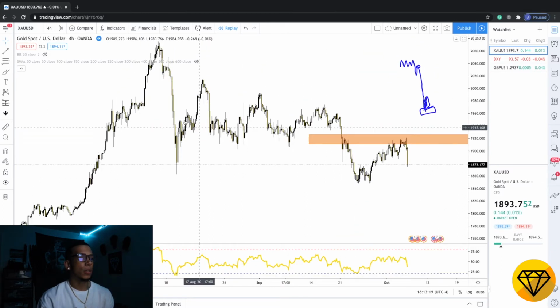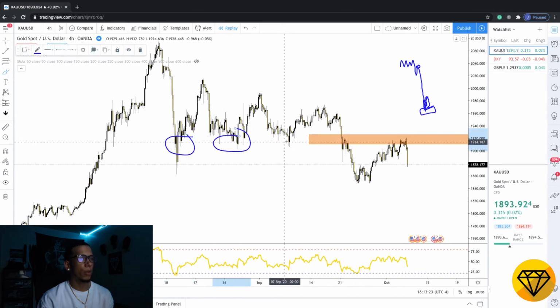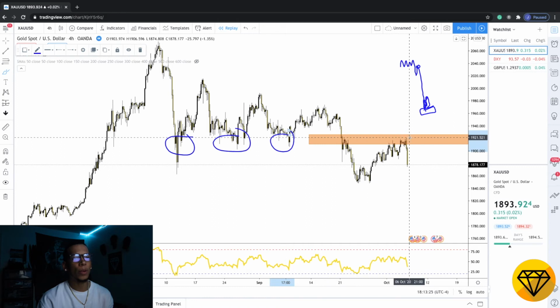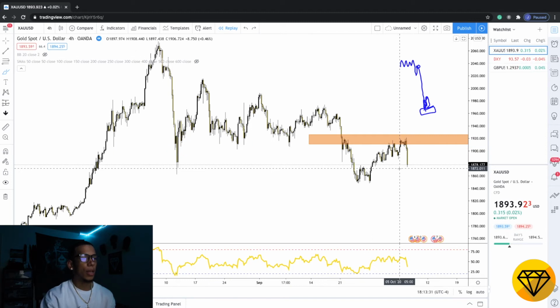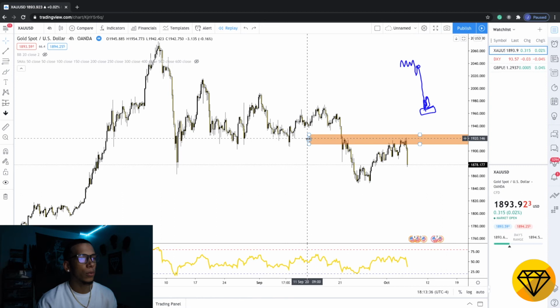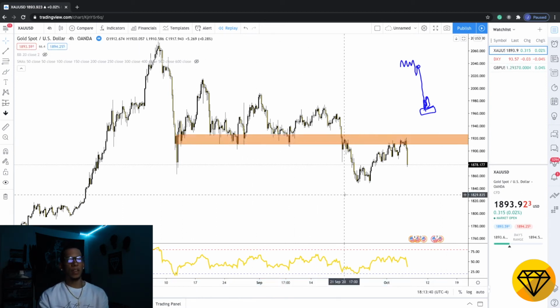Over here, we had structure. We had support over here, support over here, support over here. Why wouldn't we think that we would have resistance over here? Why? Right? So this is just another key level. Look how well this golden zone lined up with the structure. I didn't move anything. It just lined up perfectly because that's what it is.